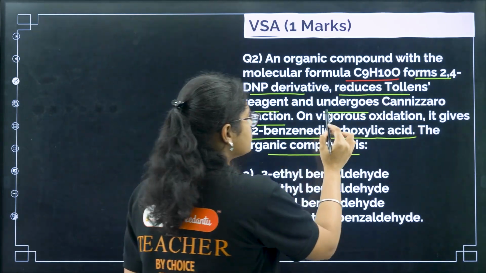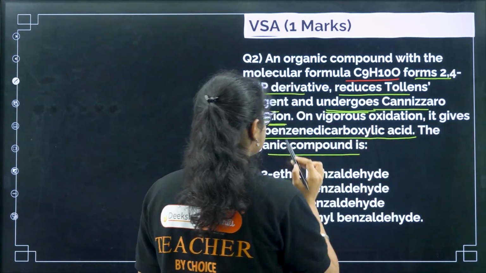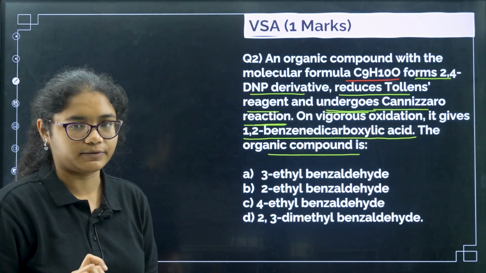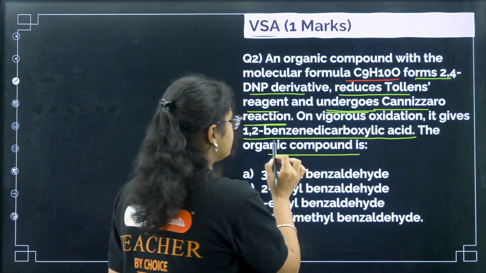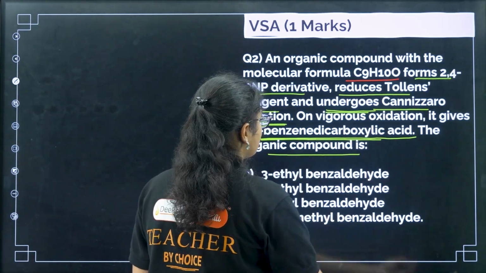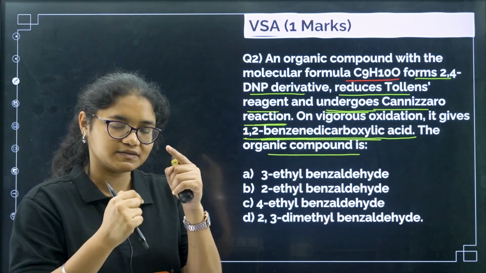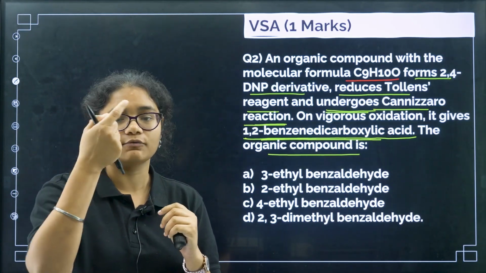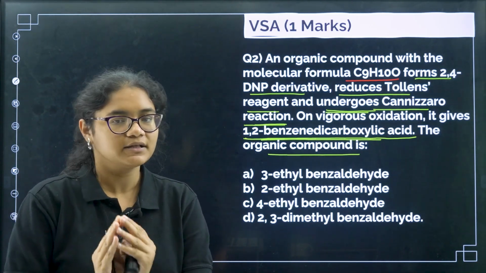Next, it undergoes Cannizzaro reaction. What does this signify? Cannizzaro reaction means it should not have any alpha hydrogen. Okay. Next, it gives 1,2-benzene dicarboxylic acid, which means the two substituents should be adjacent to each other, right? They should be next to one another, and the next carbon should have some substituent.